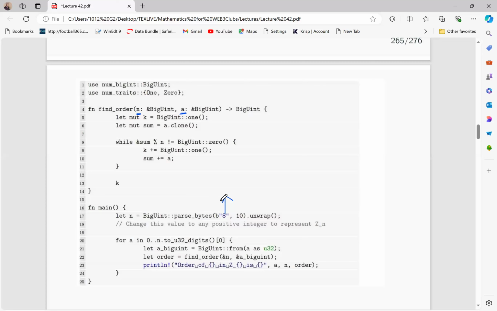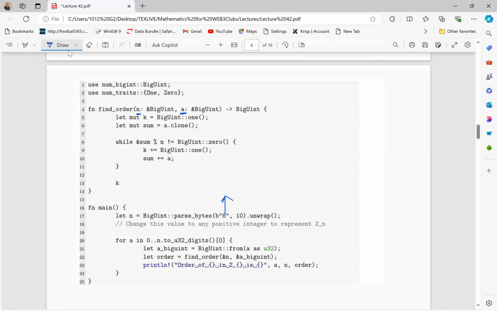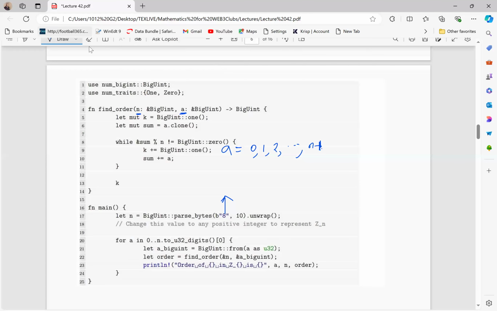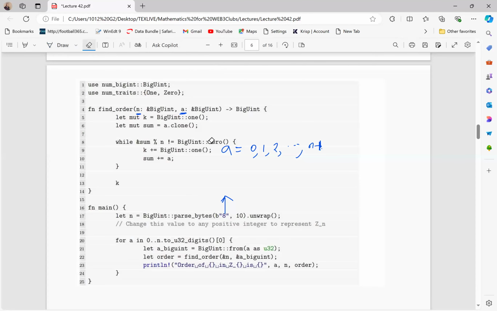So that is our modulus. Now, A here is to stand for all the elements between 0 and 7. So I want this code to be able to give me the order of 0, the order of 1, the order of 2, all the way up to the order of N minus 1. All these, I've called them A.